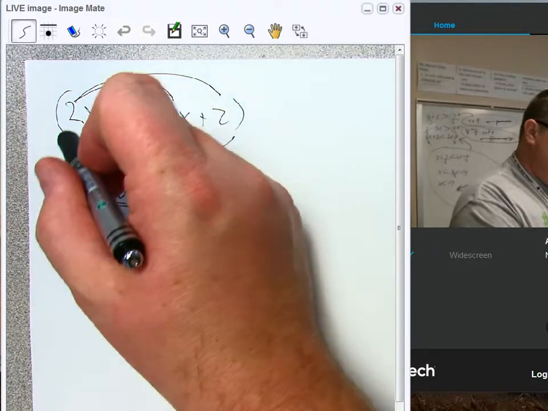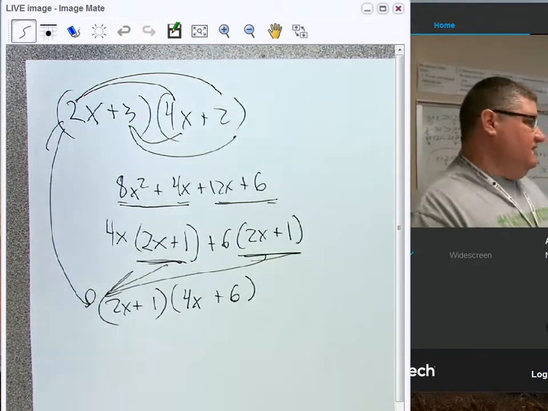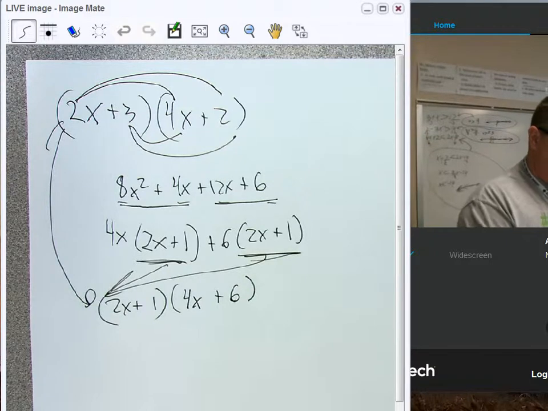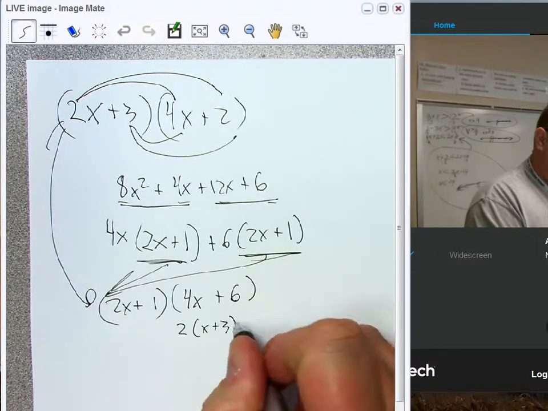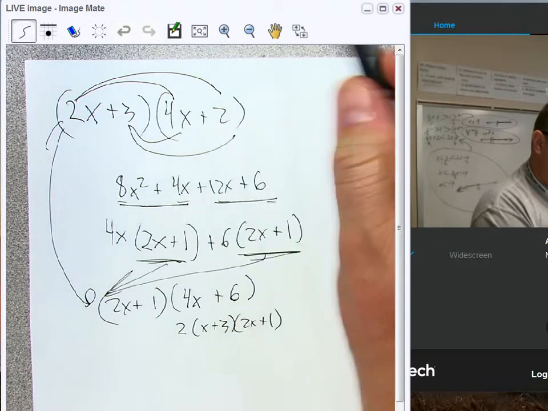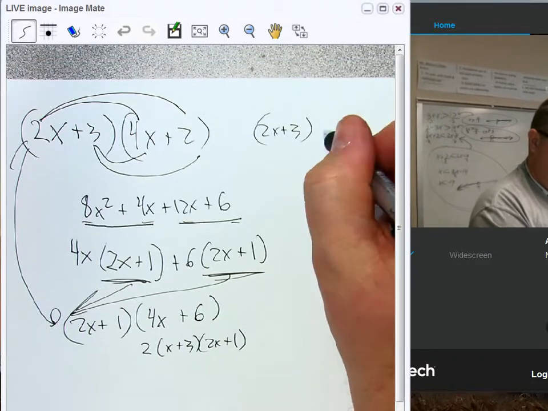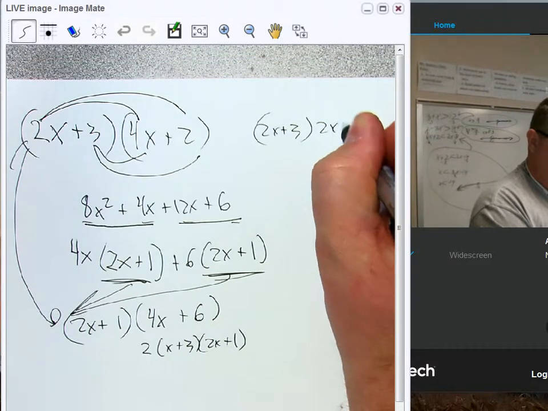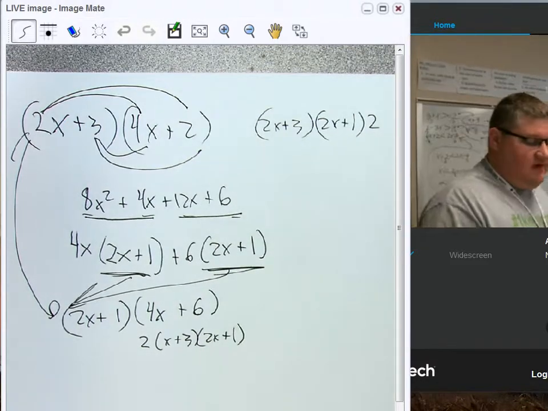Now you say, well, that's different. Well, a little bit different, isn't it? But if I put it back together, would it literally go back to be the same stuff? Yeah, it would, because this is just 2 times x plus 3 times 2x plus 1. And up here, I could also make it 2x plus 3 times 2x plus 1 times 2. All those things are the same.